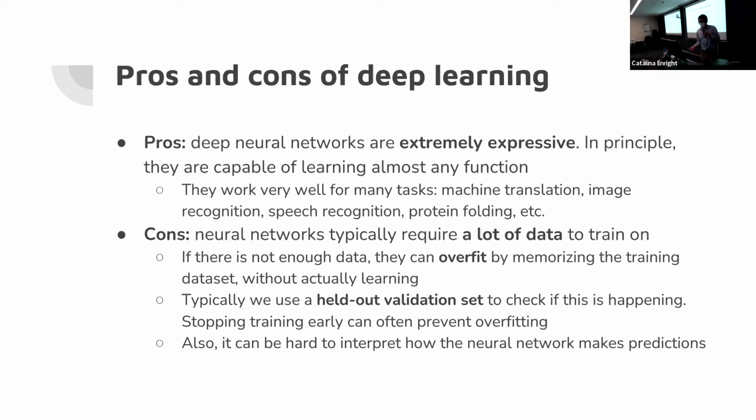Okay, so to avoid this, we often use a held out validation set to check if this is happening. Stopping training early is often enough to prevent overfitting. You have this held out validation set that you don't train on, and you can see how well it's generalizing. It's also hard to interpret how the neural network makes predictions. This is an area that's actively being researched, but it's still kind of tricky.